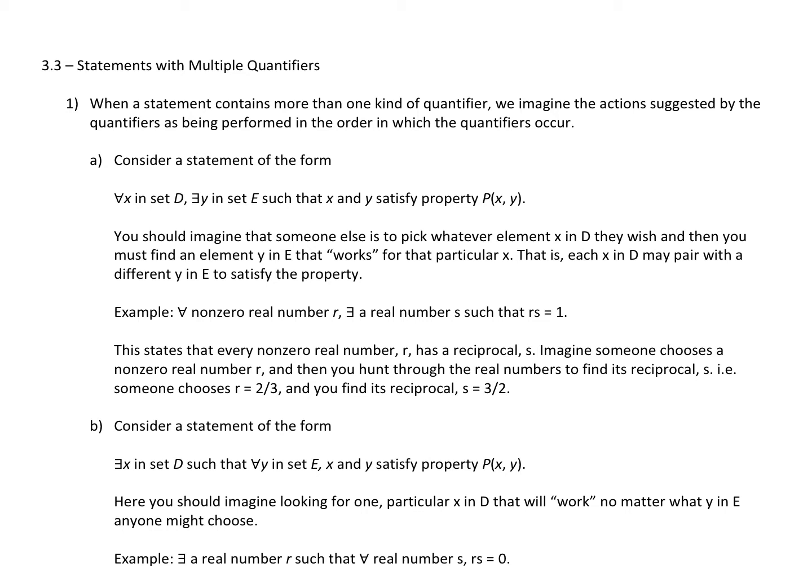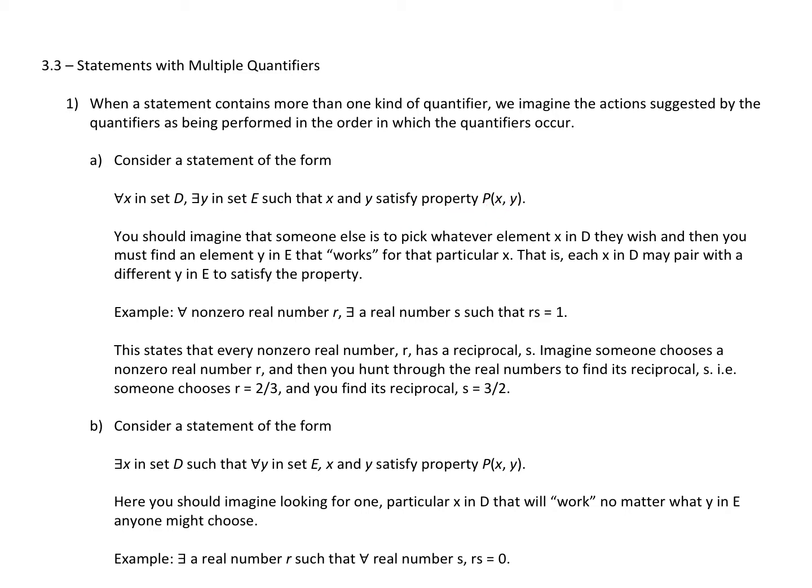When a statement contains more than one kind of quantifier, we imagine the actions suggested by the quantifiers as being performed in the order in which the quantifiers occur. So consider a statement of the form, for all x in set D, there exists a y in set E such that x and y satisfy some property, p of x, y.